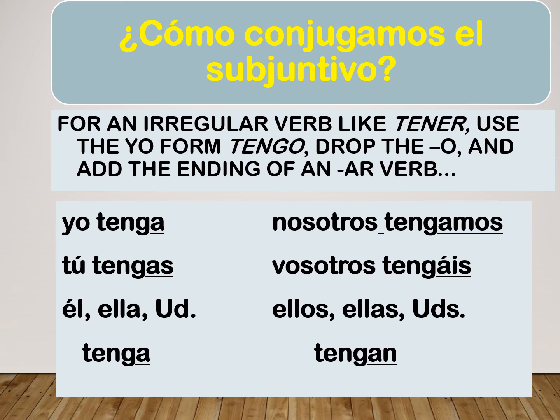Then there are some other irregular ones that don't follow this formula, like ser goes to yo sea, saber goes to yo sepa, estar goes to yo esté. But many of the irregular ones, if you think of the yo form in the present tense, that's going to give you your root, and then just put on the opposite ending of that.